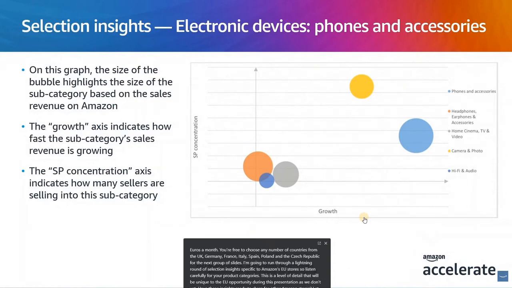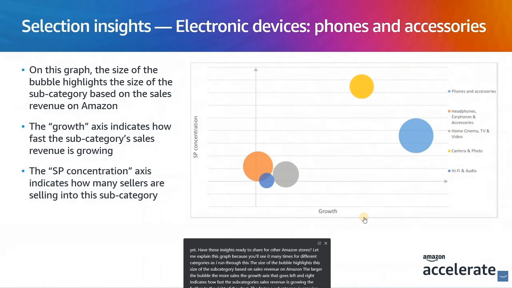Let me explain this graph because you'll see it many times for different categories as I run through this. The size of the bubble highlights the size of the subcategory based on sales revenue on Amazon. The larger the bubble, the more sales. The growth axis that goes left and right indicates how fast the subcategory's sales revenue is growing. The further to the right of the chart, the faster a subcategory is growing.